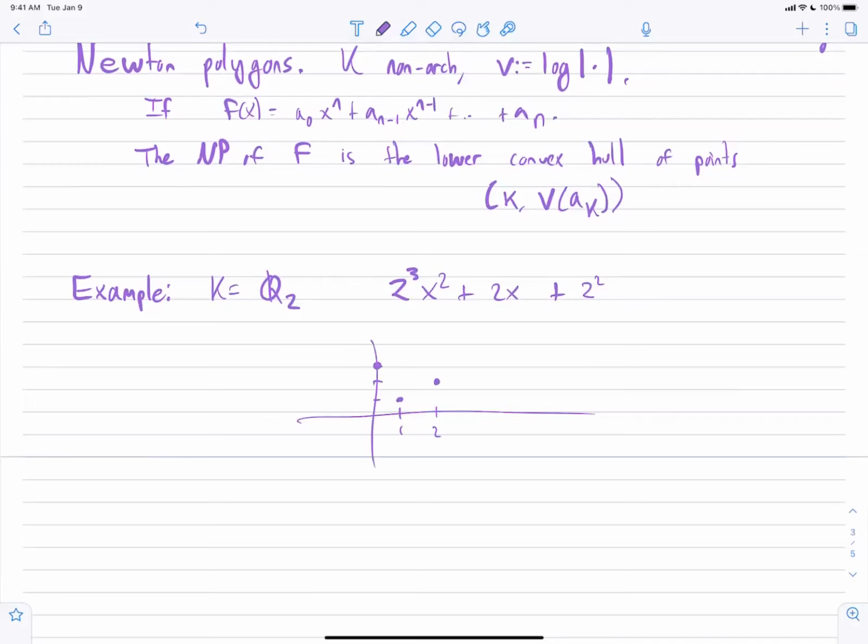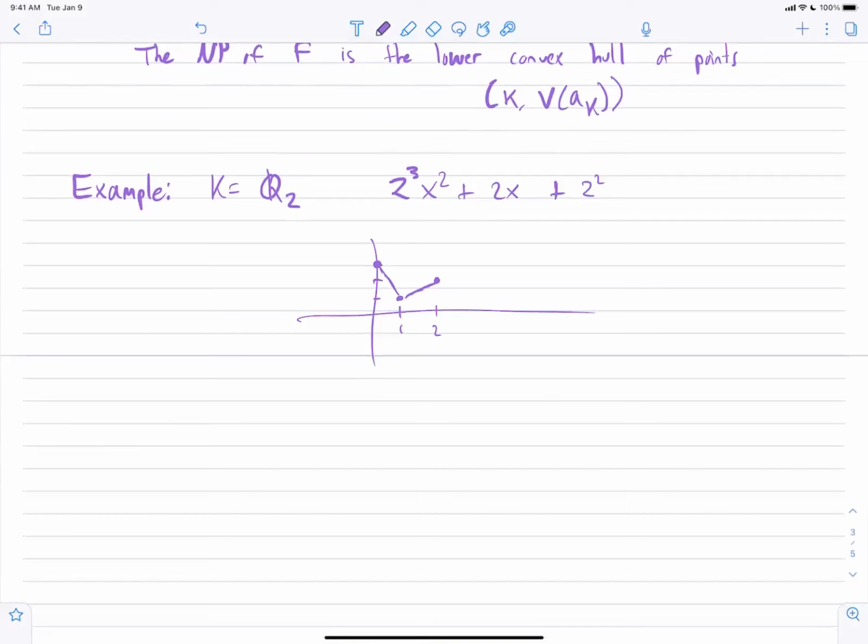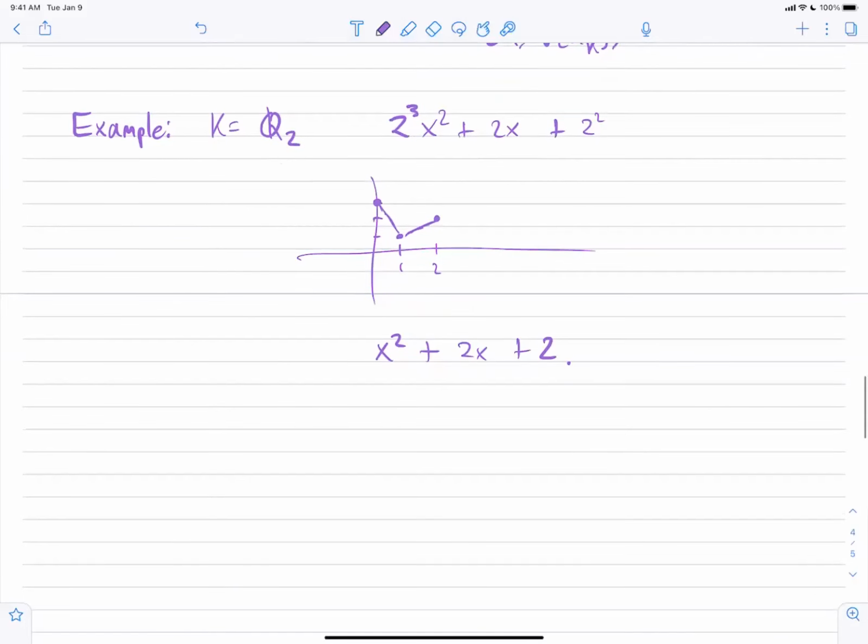Okay, and the Newton polygon here is going to be the line segments between them. If I look at x^2 plus 2x plus 2, then I'm going to get the Newton polygon. So here I have 0, 0, then 1, 1, then 2, 1. Here convexity is going to make me miss one of these points, so I just draw the line below these.